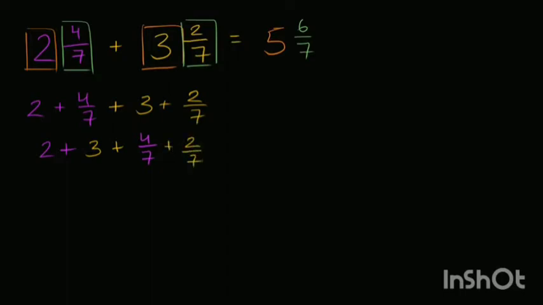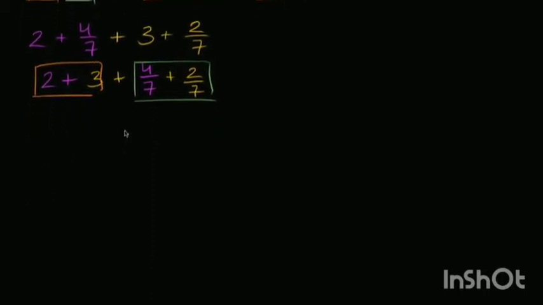And what we just figured out was that 2 plus 3 is equal to 5, right over here, and that 4/7 plus 2/7 is equal to 6/7, just like that. Now let's do a more interesting example.